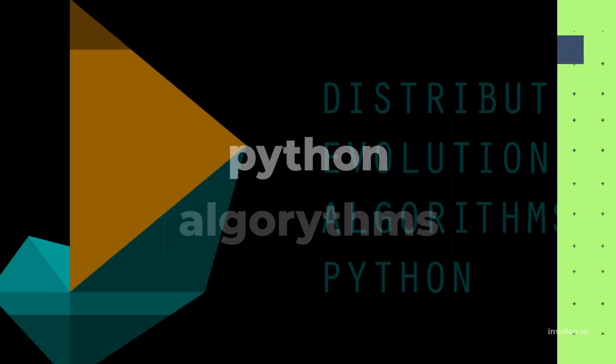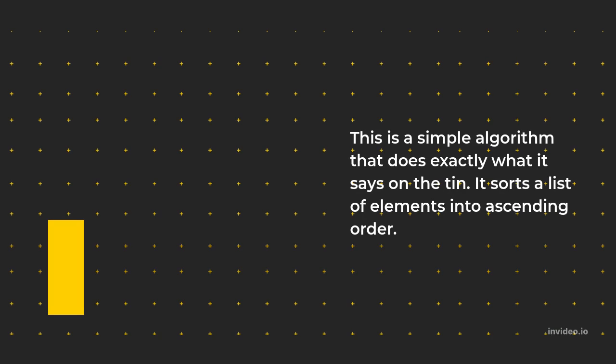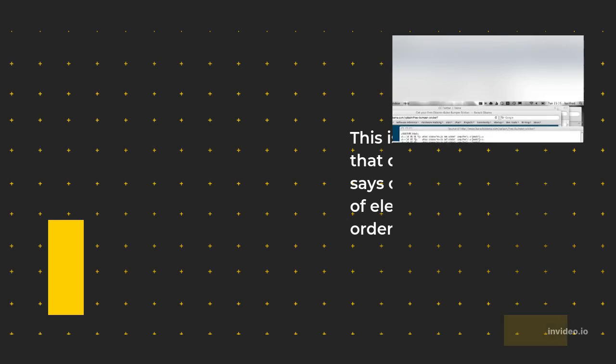Python algorithms. Introduction. This is a simple algorithm that does exactly what it says on the tin. It sorts a list of elements into ascending order.